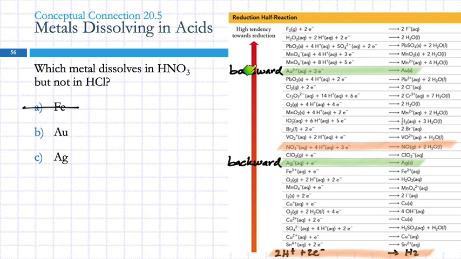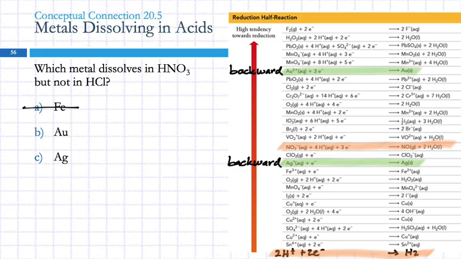So is gold going to dissolve in either of these acids? No. That's one of the really great things about gold. It's very unreactive. It just doesn't react with much of anything. What about silver? Here, silver is lower than nitric acid. So the nitric acid will dissolve this. This is the forward and the backward is below. Will silver dissolve in just any old acid? No, because it's higher.